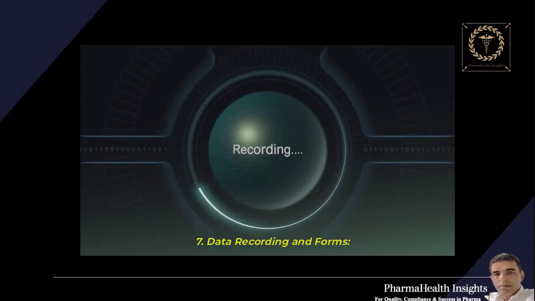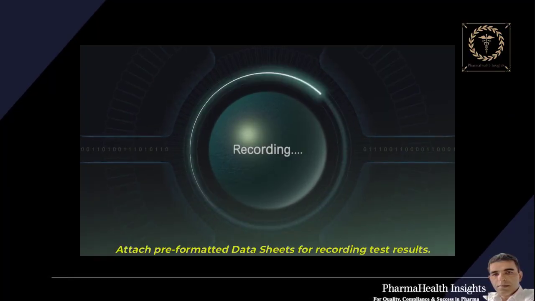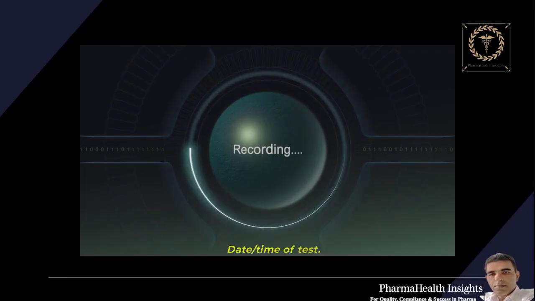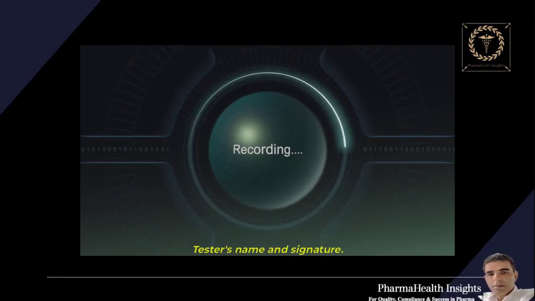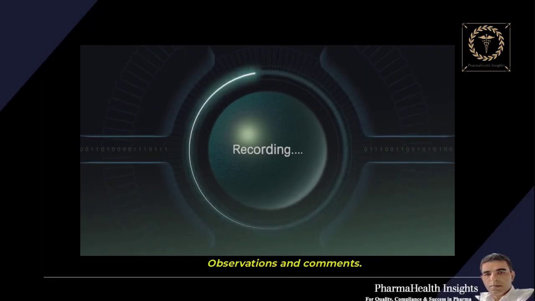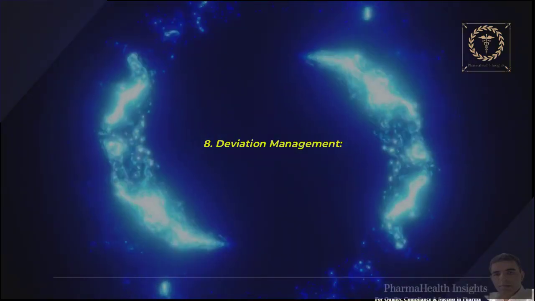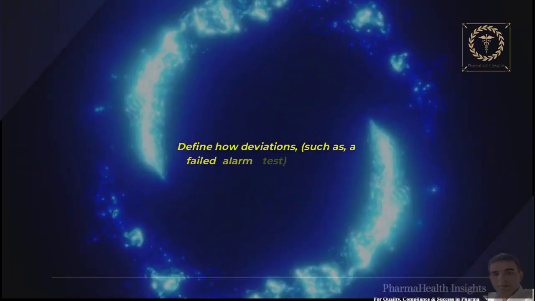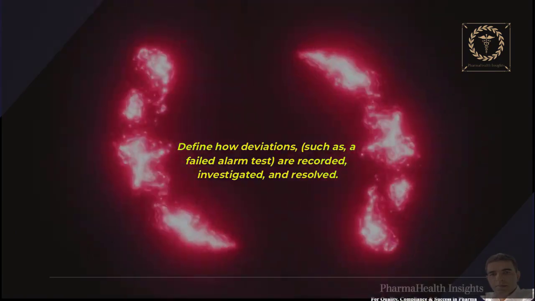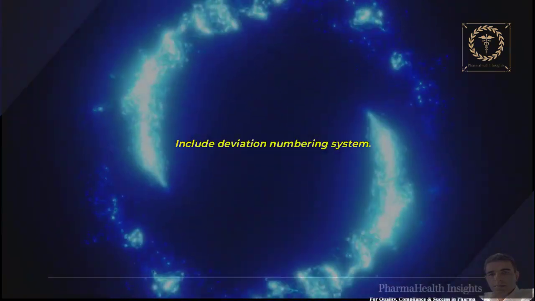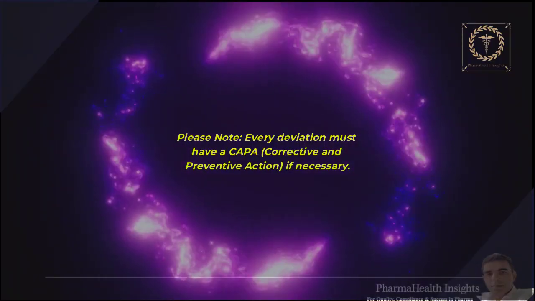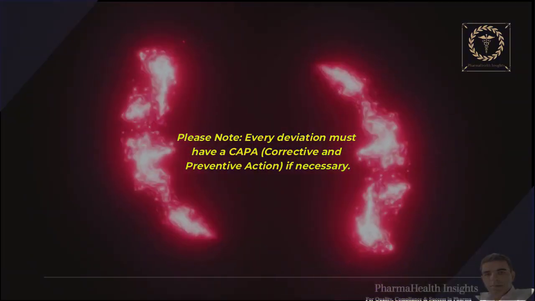7. Data recording and forms. Attach pre-formatted data sheets for recording test results. Include space for date, time of test, tester's name and signature, reviewer's name and signature, observations and comments. 8. Deviation management. Define how deviations, such as a failed alarm test, are recorded, investigated, and resolved. Include deviation numbering system. Please note, every deviation must have a CAPA, corrective and preventive action, if necessary.